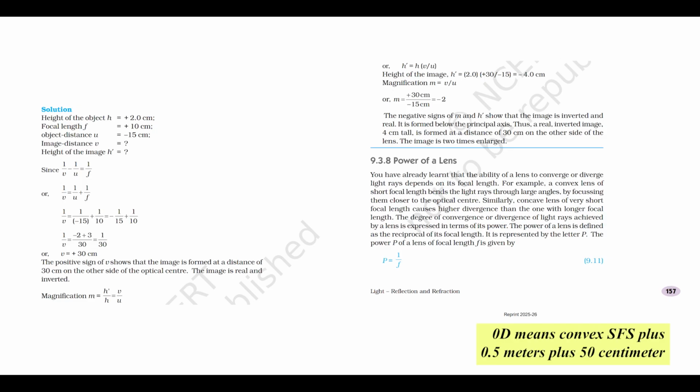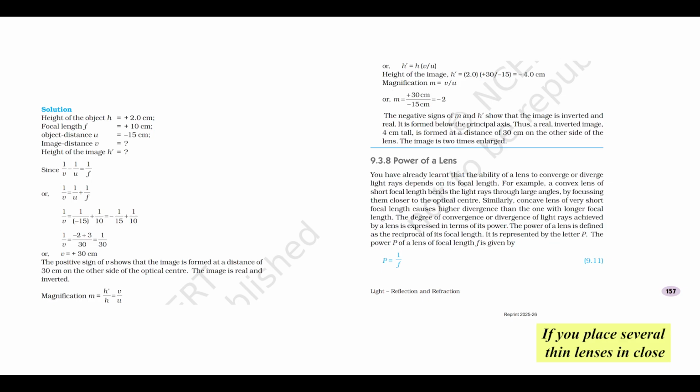Plus 2.0 D means convex, F is plus 0.5 meters, that is 50 centimeters. Negative 2.5 D means concave, F is negative 0.4 meters, that is negative 40 centimeters. Very convenient. Another important thing, especially for complex systems and competitive exams, is combination of lenses.